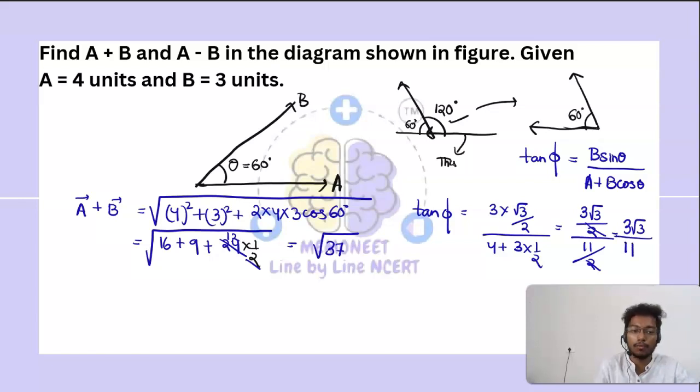So let's say we will find out the A minus B vector. The subtraction of the vectors, A minus B vector, is equal to root of A square plus B square minus 2AB cos theta. Okay. So this is equal to 4 square plus 3 square minus 2 into 4 into 3 cos 60 degree. What is the cos 60? It is 1 upon 2. Okay. Into 1 upon 2.